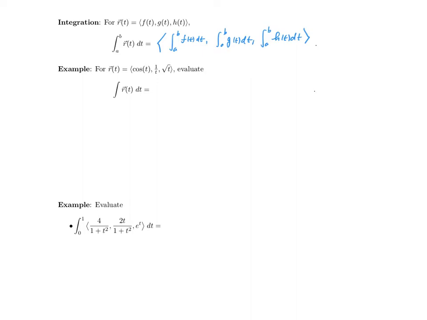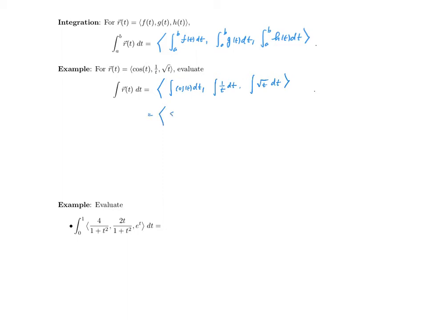If we want to evaluate, in this case, an indefinite integral, the idea is the same. We just take the indefinite integral of each one of those component functions. So this would be the indefinite integral of cosine, the indefinite integral of 1 over t, and the indefinite integral of the square root of t. And each of these are common formulas.